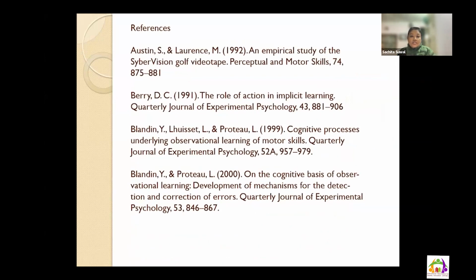Okay, these are the references I've taken from. Whenever we take some ideas, some knowledge, some learning, we always have to use the references, because it is very important that you give credit to the people who have done the research, whose ideas we are using at the end.